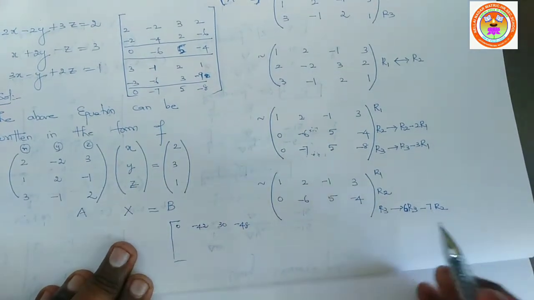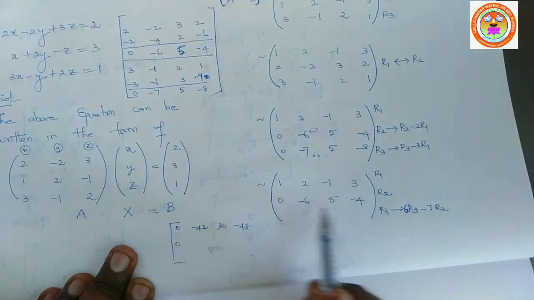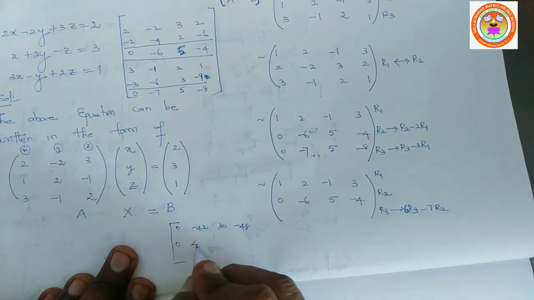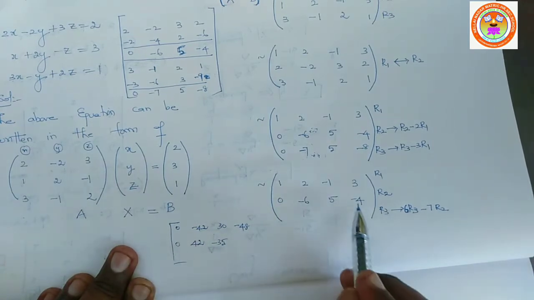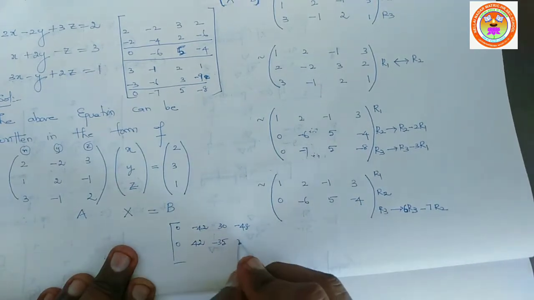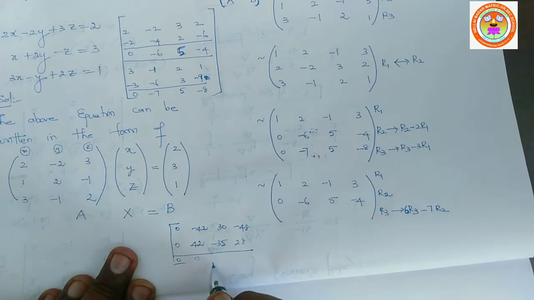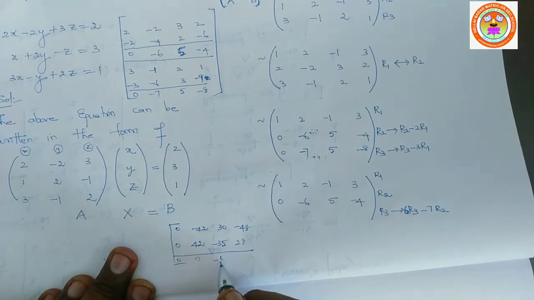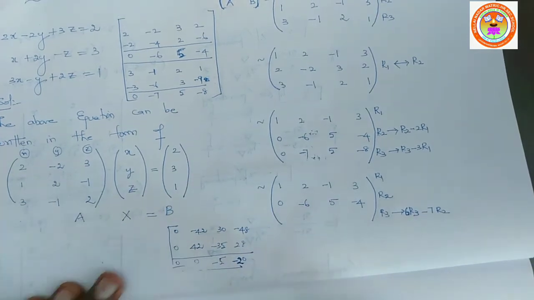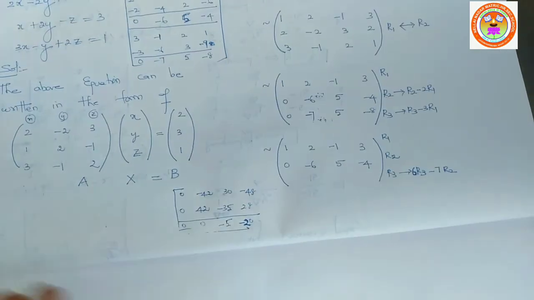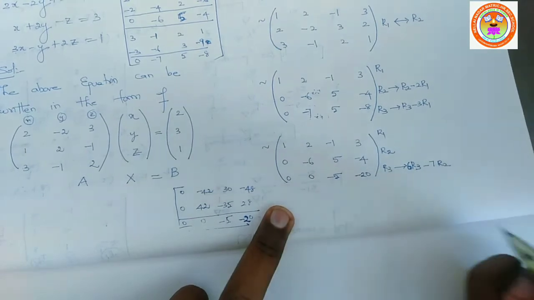So minus 7 into R2. 0 into minus 7, 0. Minus into minus plus, 6 7s are plus 42. Next, 5 into minus 7, minus 35. Minus into minus plus, 4 7s are 28. So what is the answer going to be? 0. 0. 30 minus 35 is minus 5. 28 minus 48 is minus 20. So I am going to write here 0, 0, minus 5 and minus 20.